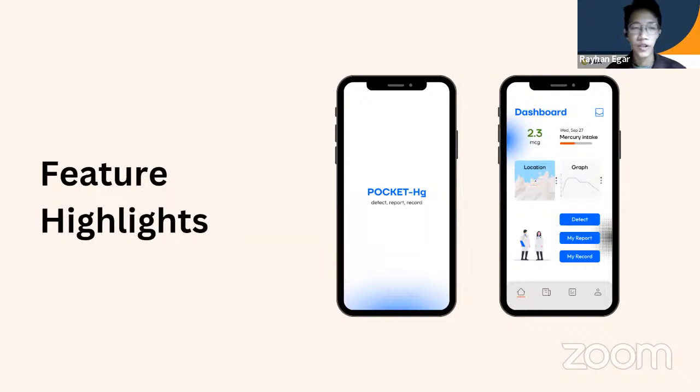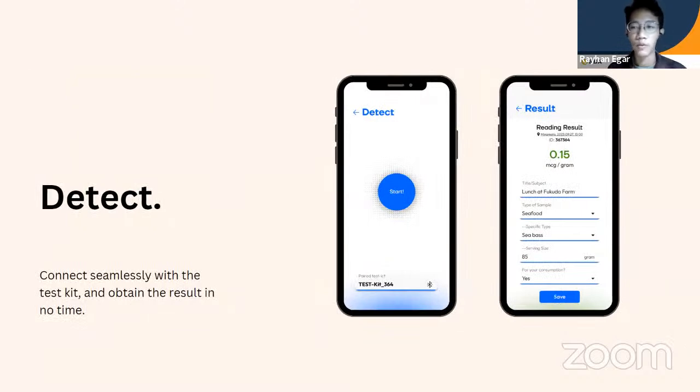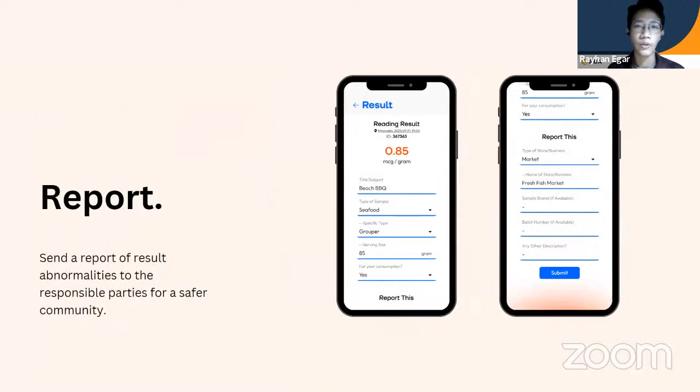Okay, so I will start about the feature highlights of our application, that is Pocket HE. Pocket HE itself serves three main functions: to detect, to report, and to record the mercury consumption. The first one is to detect, where a user can easily integrate the test kit with their application, and they can obtain the test result in no time.